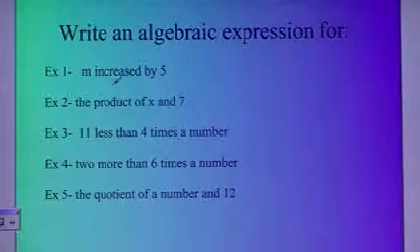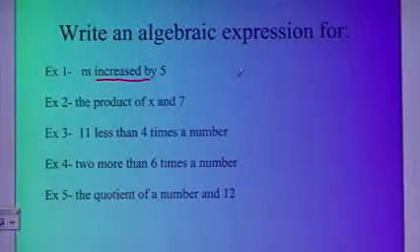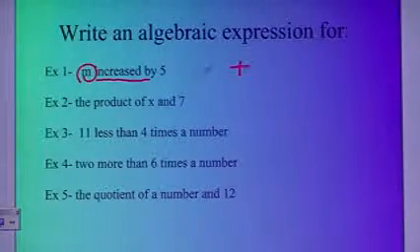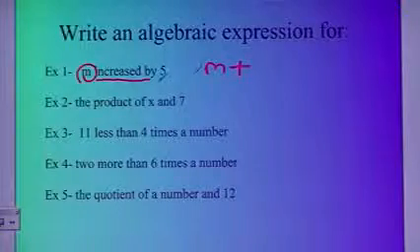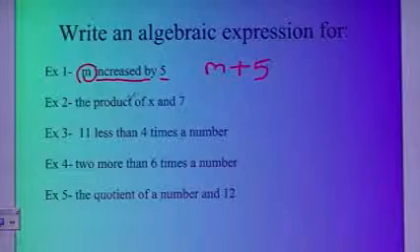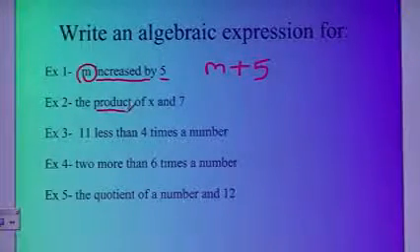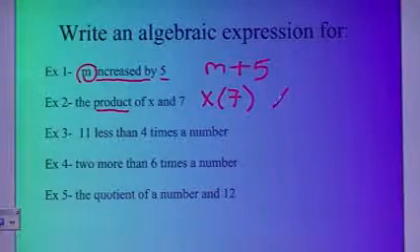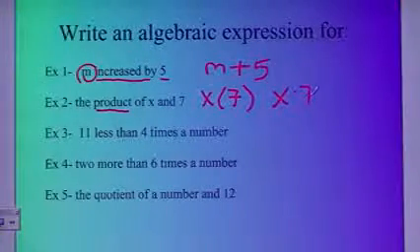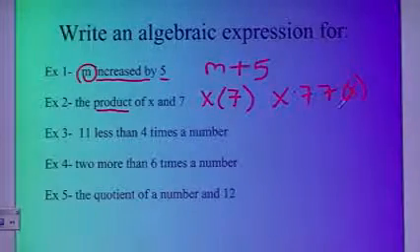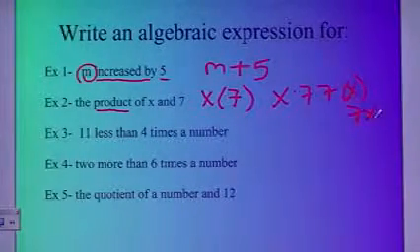Increased by 5. Well, remember, increased by, we just learned on that chart, means add. So what are we adding? We're adding m and 5. M plus 5, that's how we can write an algebraic expression. Example 2, we have to remember product means multiply. So for this, we could write x times 7, or you could put x dot 7. You could even write 7x and you would be just fine. Okay, or you don't even have to put parentheses. You can just write 7x like that.